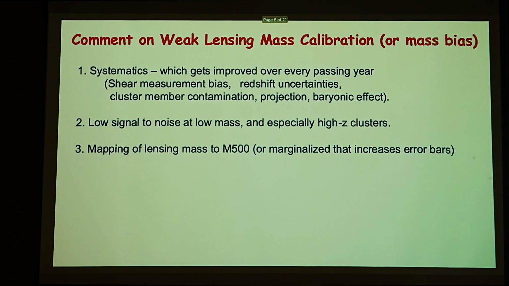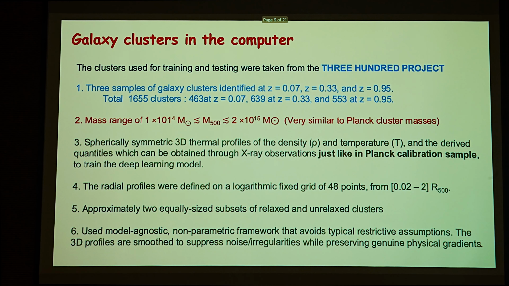Okay, so now, what is the reason? I don't know. Maybe there is a lensing mass calibration issue, something is going on over here, or maybe there are also some hydrostatic masses that will be different. The other thing is that we can do galaxy clusters in computers. So this is what we want to do.